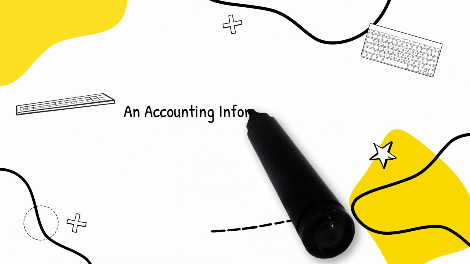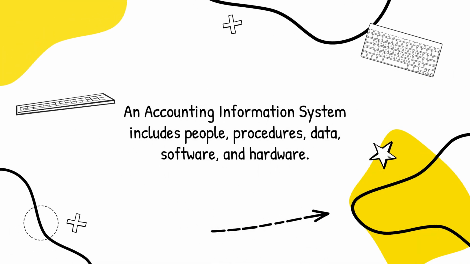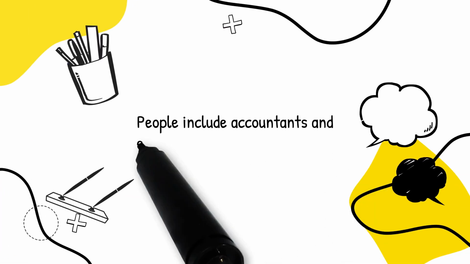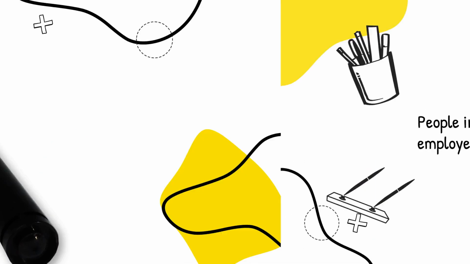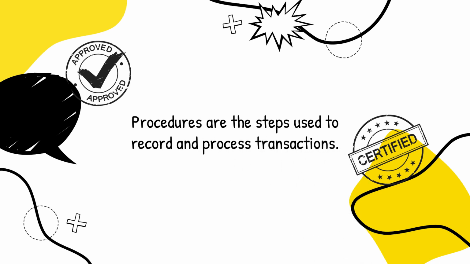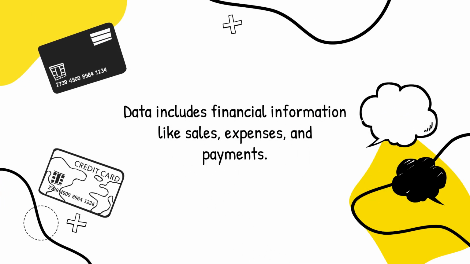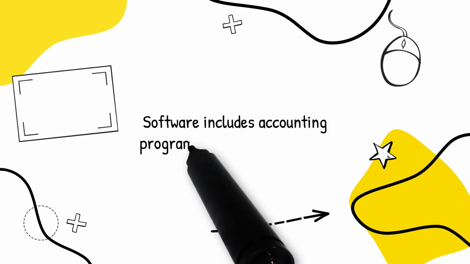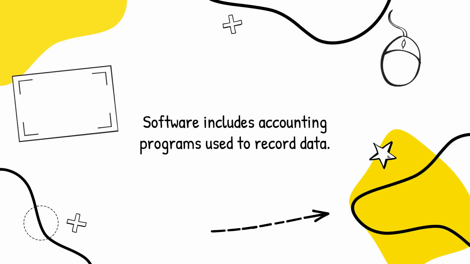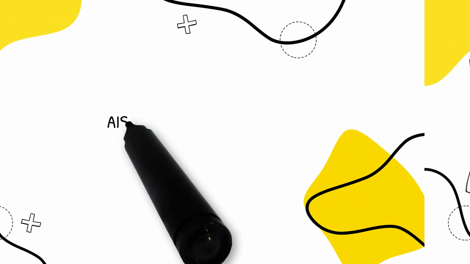An accounting information system includes people, procedures, data, software, and hardware. People include accountants and employees who use the system. Procedures are the steps used to record and process transactions. Data includes financial information like sales, expenses, and payments. Software includes accounting programs used to record data. Hardware includes computers and devices used to run the system.